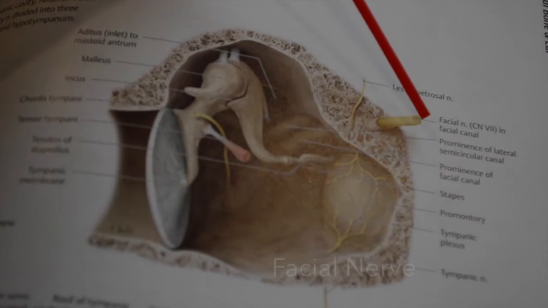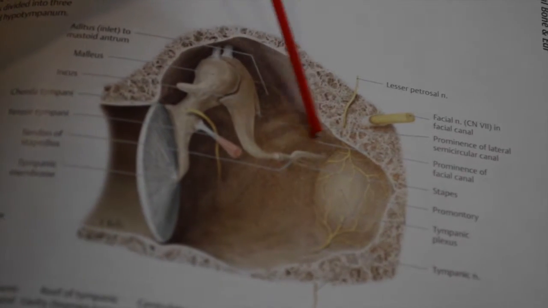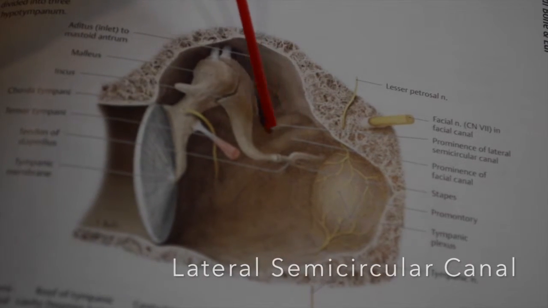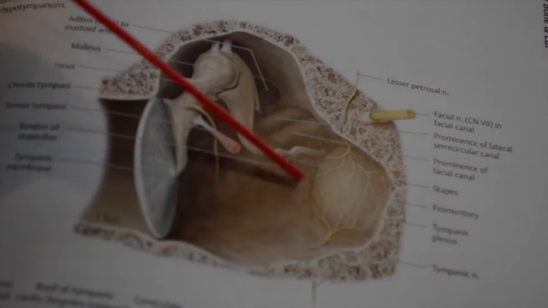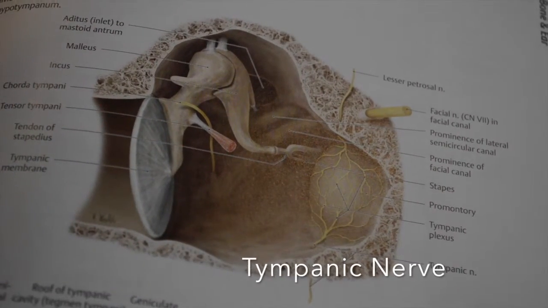Then we have the facial nerve and the prominence of the facial nerve canal, which can be seen on the medial wall. Above that is the prominence of the lateral semicircular canal. And then over top of the promontory of the cochlea is the tympanic nerve.